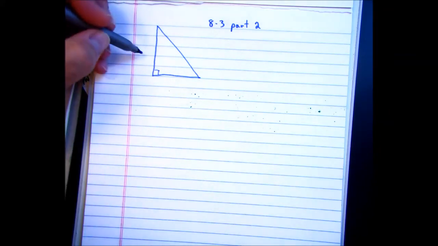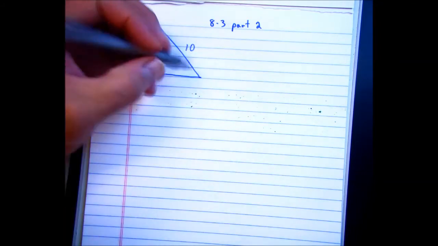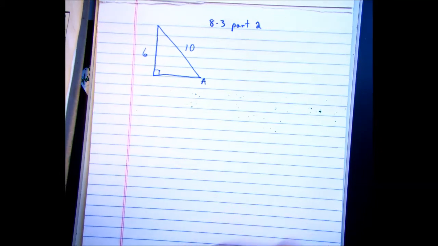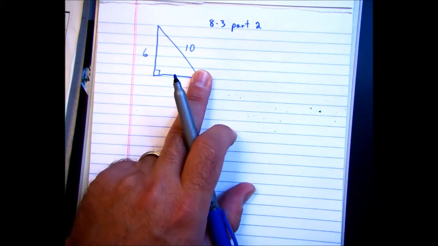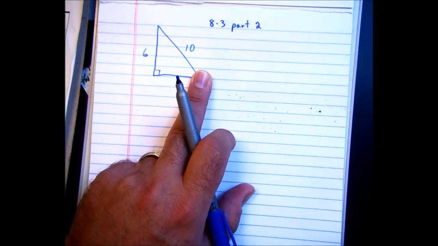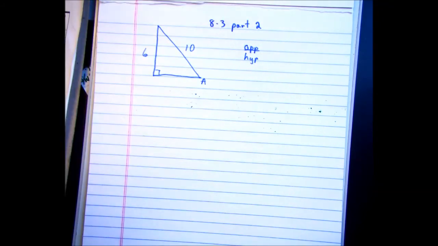Let's say they give you the number 6 and the number 10, and they want you to find the measure of angle A. When you're looking at this problem, you put your finger on A because that's the angle you're looking for. What are the names of the two sides? You have the opposite and the hypotenuse. You must use sine.